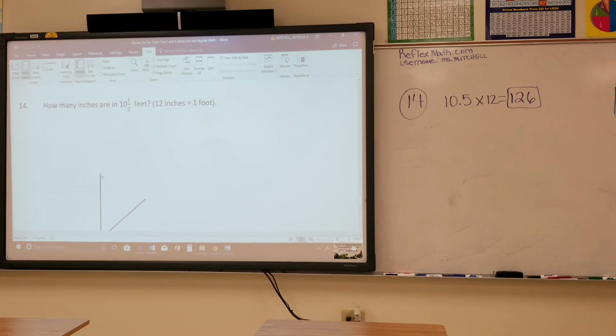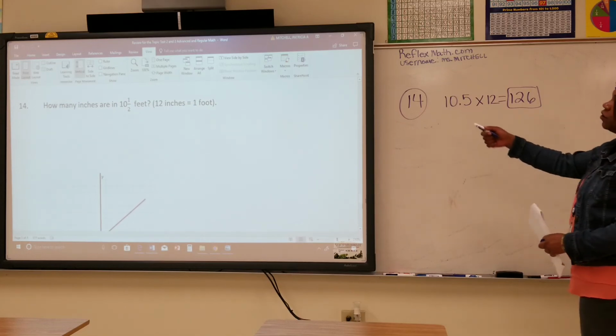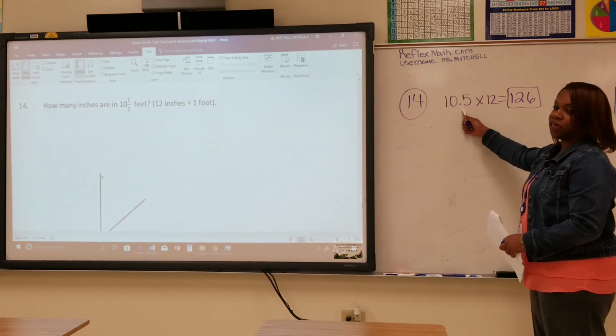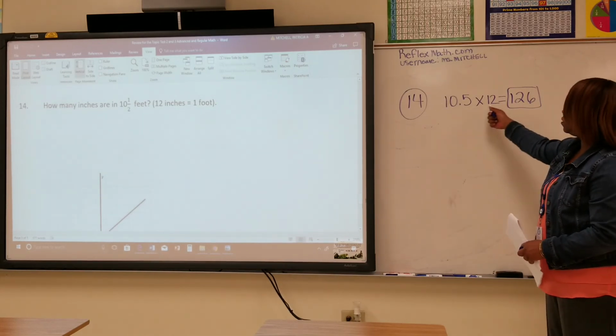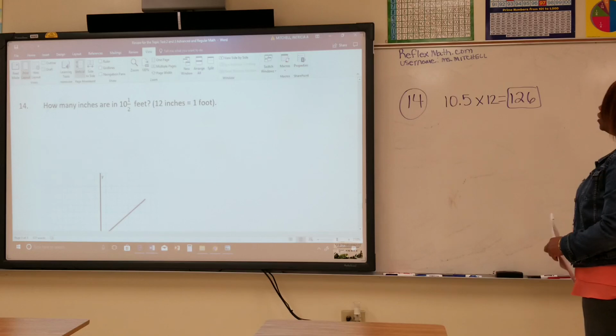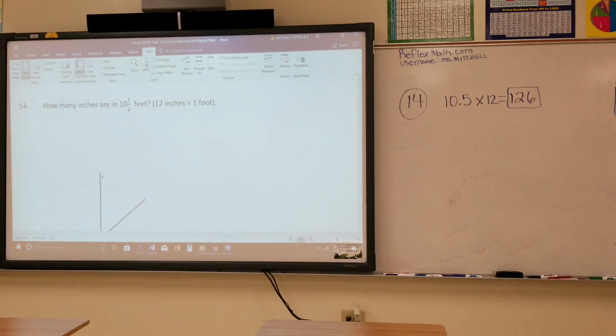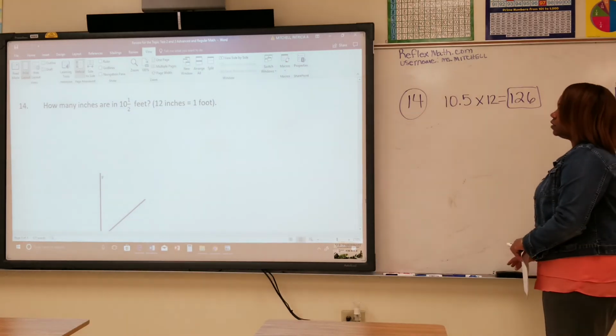Because we are going from feet to inches. So they said how many inches are in 10.5 feet, and our conversion was 12 inches is equal to 1 foot. And remember, we're going from feet to inches, meaning large to small, and so therefore we have to multiply. So all we did was multiply. We turned the fraction into the decimal 10.5 to make it easier to look at, we multiplied by the conversion, which is 12 inches, and then we got 126. So please take notes.